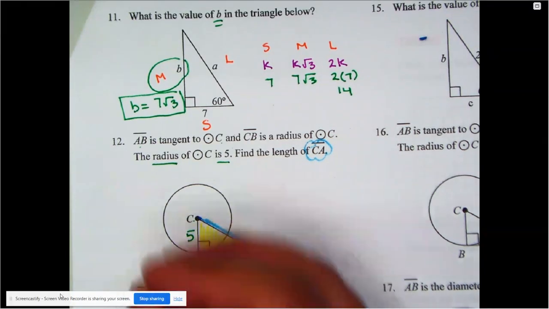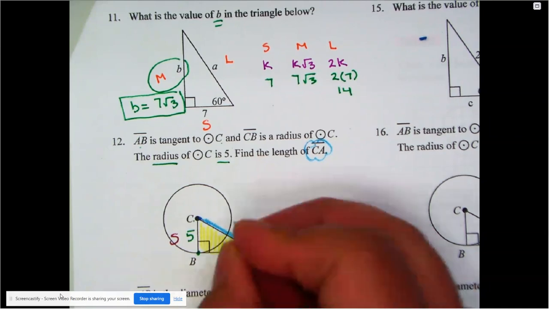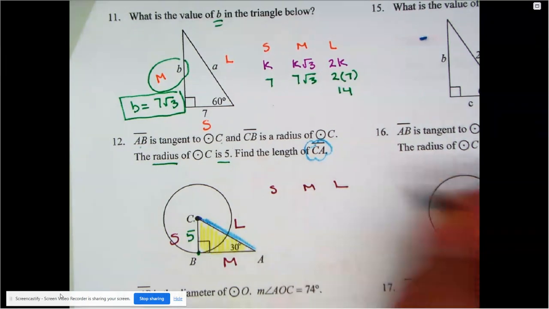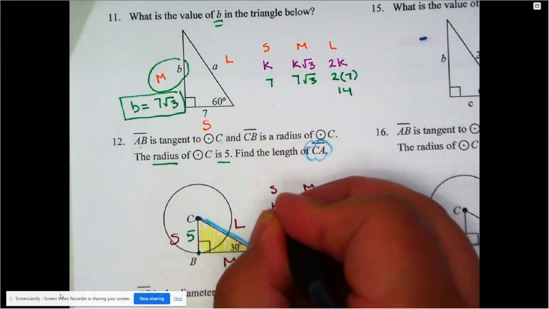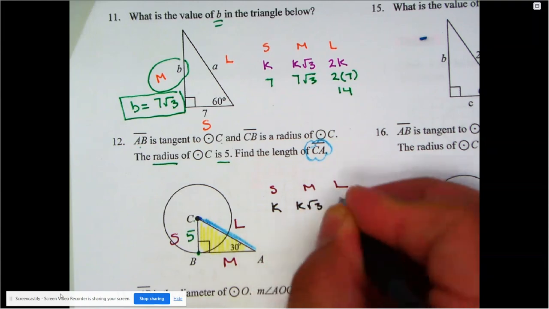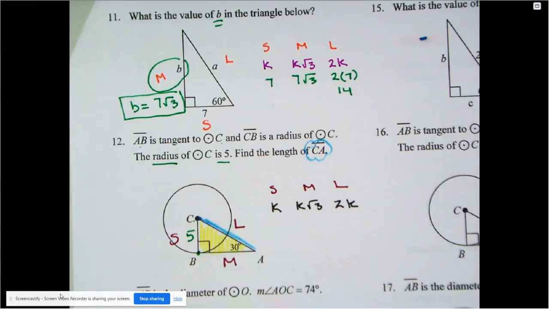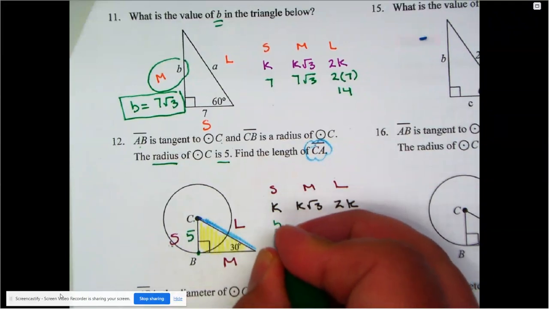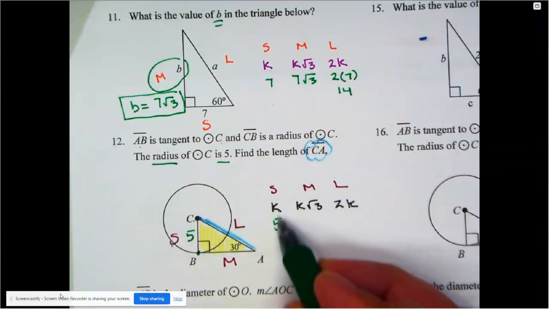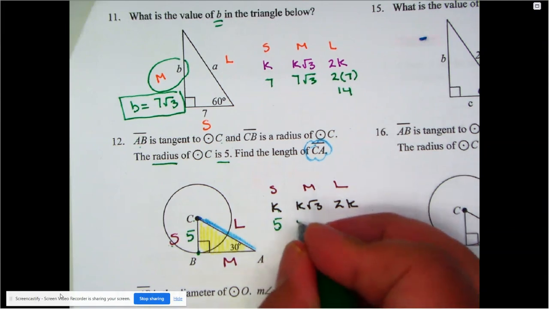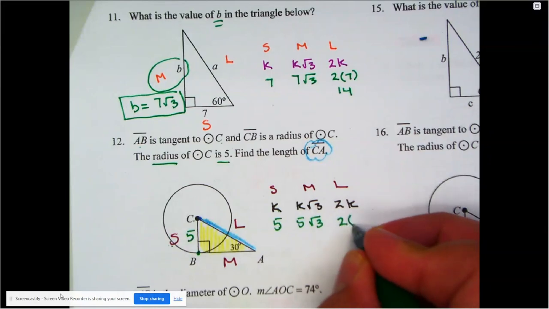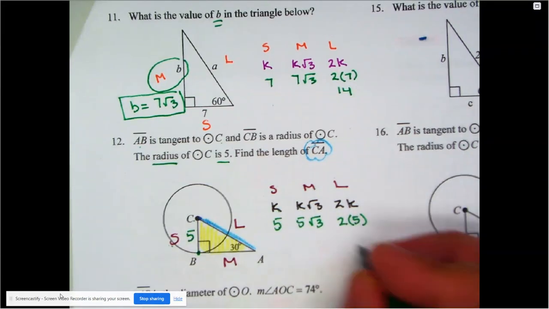So here we go, look. Small, medium, large. We already know what to call them. They said call it K, K radical 3, 2K. And so now that I have that, well, look at what they gave us. Again, we got lucky. They gave me the small side. The small side is 5. So I put a 5 right here for small. Now I know what K is. So if I see a K, I'm putting a 5. But it needs a radical 3 here. I see a K there. Then I go 2 times the 5 again, which means this is 10.